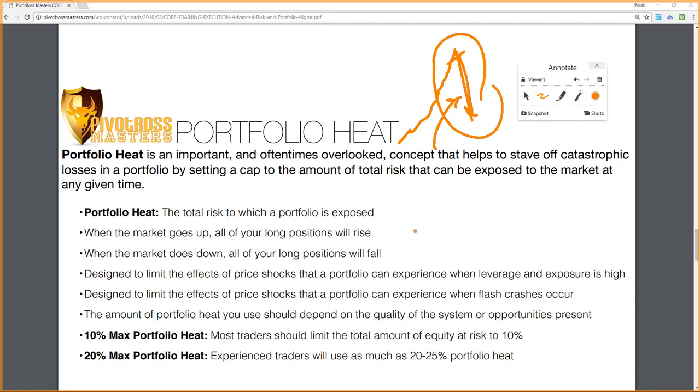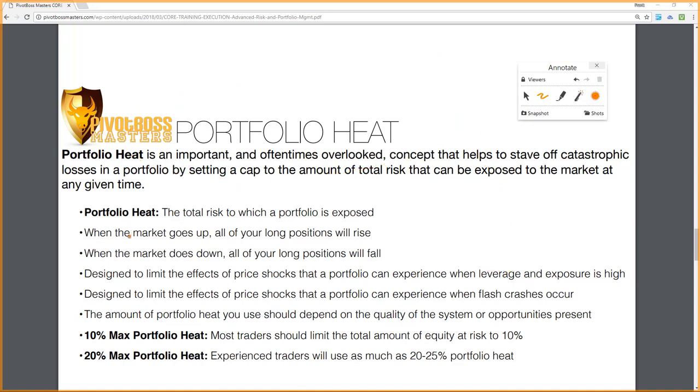We just saw this recently, where everybody was trading short volatility, right? VIX options, everybody's short. And then all of a sudden, volatility explodes, and those short trades went to zero, basically. And now people are wiped out. Their portfolio heat, their exposure was way too maxed out.